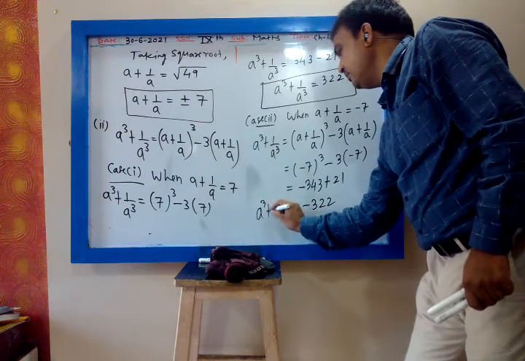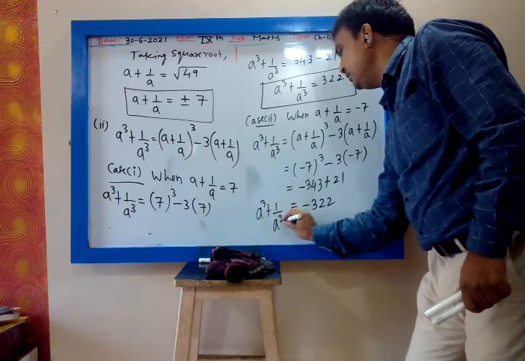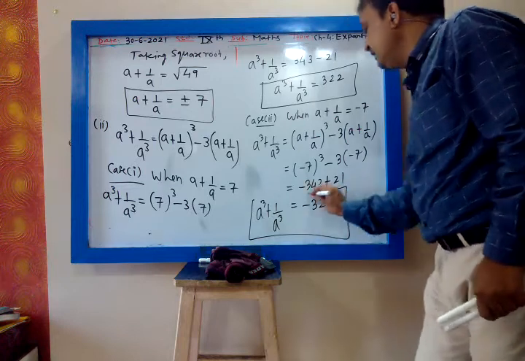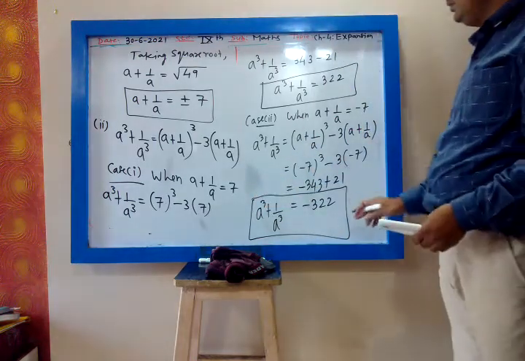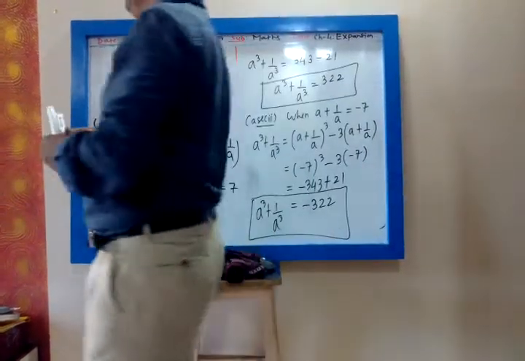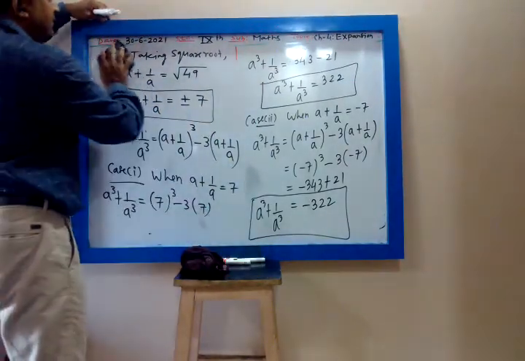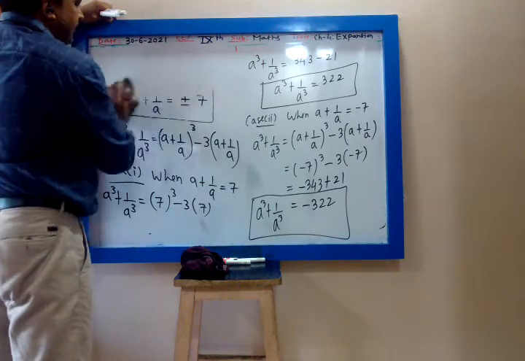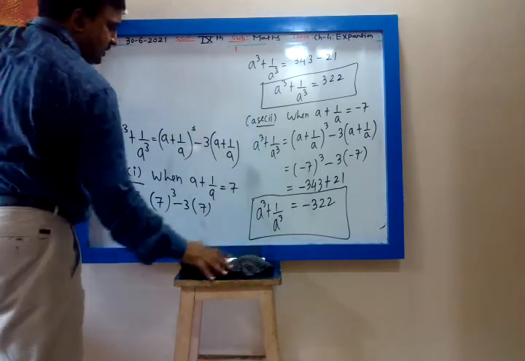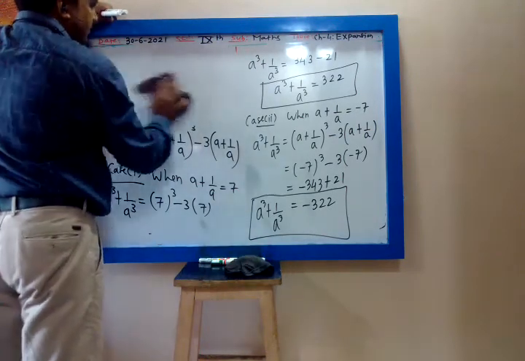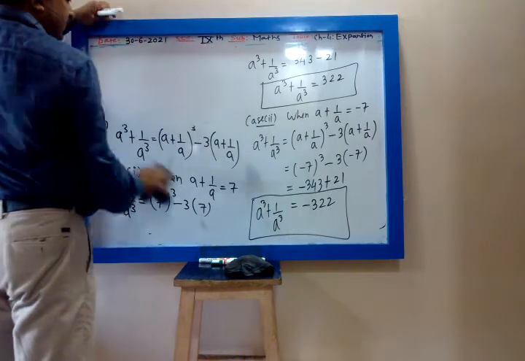So a cube plus 1 upon a cube is minus 322. So in one case it is plus 322, in second case it is minus 322. So we write final answer, a cube plus 1 upon a cube is plus minus 322.